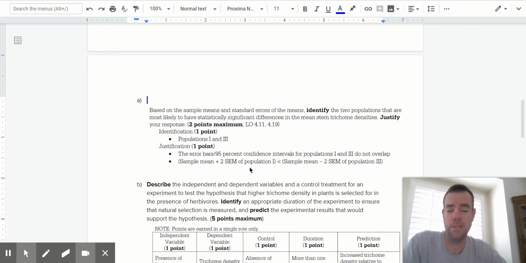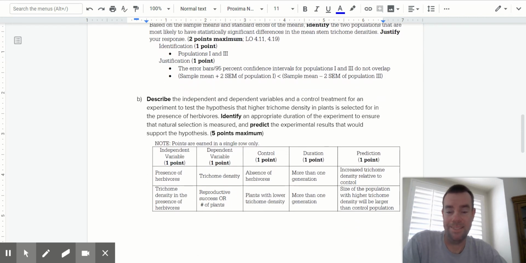Part B of this question is asking you to talk about an experiment that you would design to check the effect of trichome density and herbivory. There are 2 different ways you could go about this experiment. Experiment number 1 would possibly be, and you would be getting points for each of these boxes across one of these rows, your independent variable, the thing that I change. So presence of herbivores. You would say, I'm going to put herbivores in with these plants. The dependent variable, the thing you're going to measure, would be trichome density. In other words, how does the presence of herbivores affect trichome density? Your control, no herbivores, so just plants by themselves.